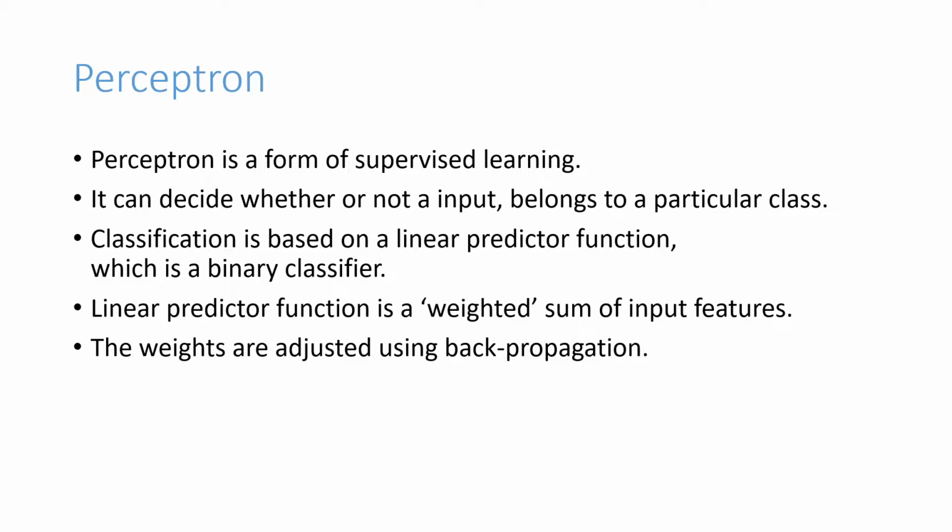Classification is done by producing a linear predictor function, which is a straight line. It is a weighted sum of input features. The weights are adjusted using back propagation, which is implemented by different algorithms such as gradient descent.